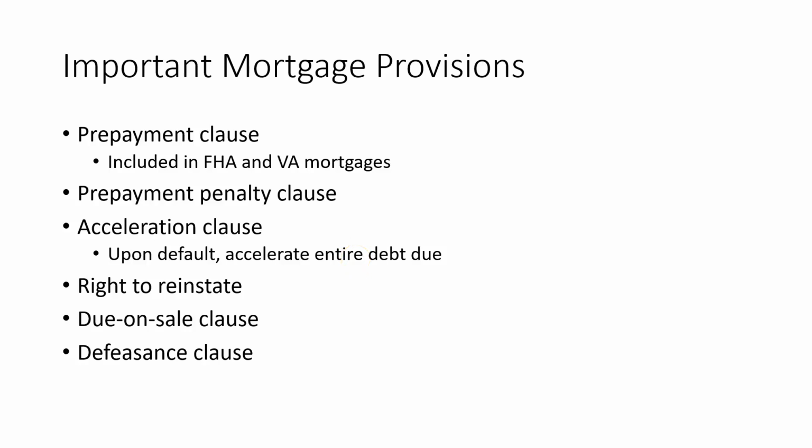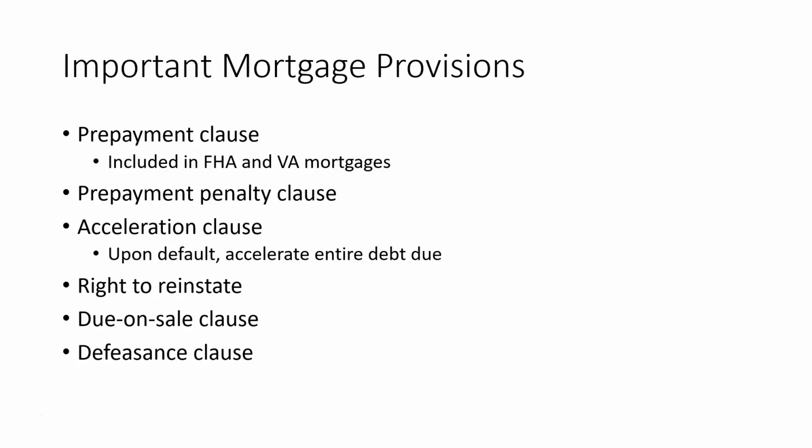They will also have a prepayment clause, which is included in FHA and VA mortgages, and a prepayment penalty clause if there is one. Not usually found in FHA and VA mortgages, but they will always have a prepayment clause basically saying that there is no prepayment penalty.